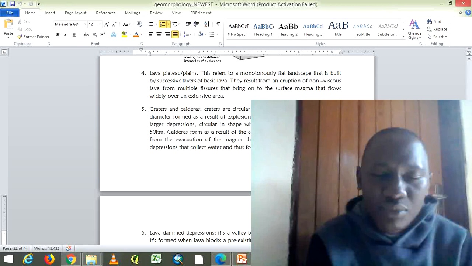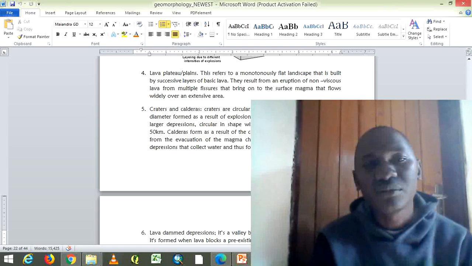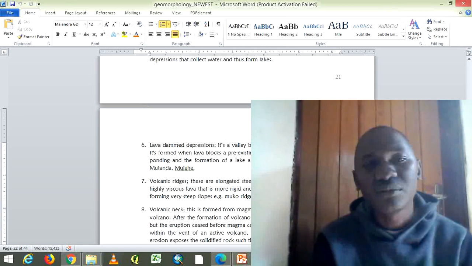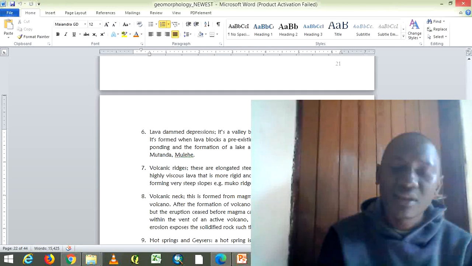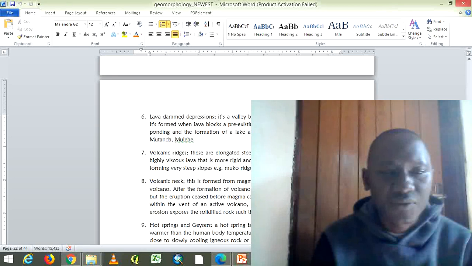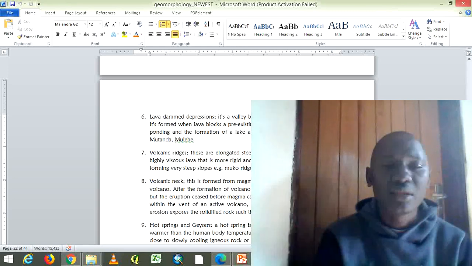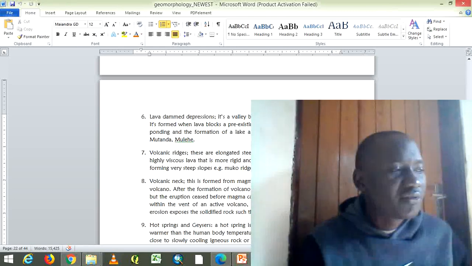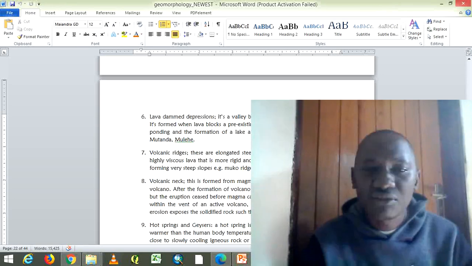When it is filled with water, it becomes a crater lake. And so the same scenario with calderas. We have lava-dammed depressions. A lava-dammed valley is a valley blocked by magma from an eruption, formed when lava dams a river valley, leading to water back ponding upstream.